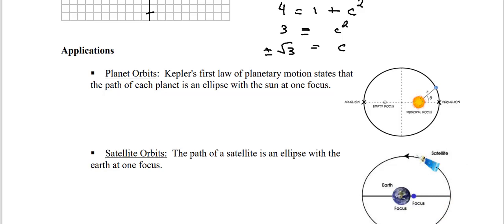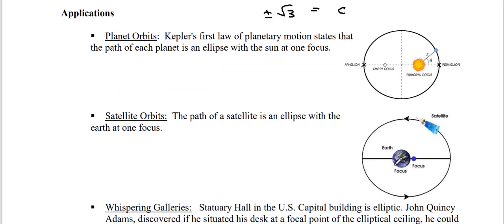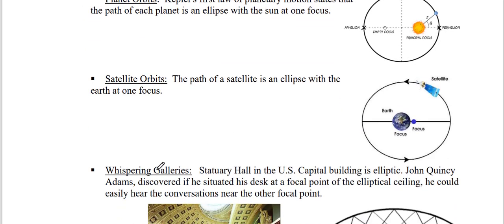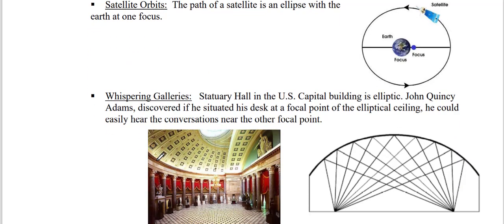First, Kepler's first law of planetary motion states that the path of each planet is an ellipse with the sun at one focus. Satellites orbit around the Earth in an elliptical pattern, where the Earth is at the focus. Whispering galleries, this one I think is pretty cool. So Statuary Hall in the U.S. Capitol building is elliptical. The shape is elliptical.